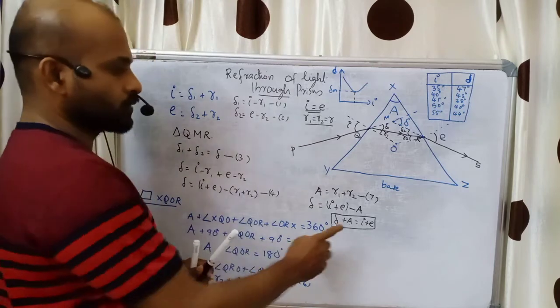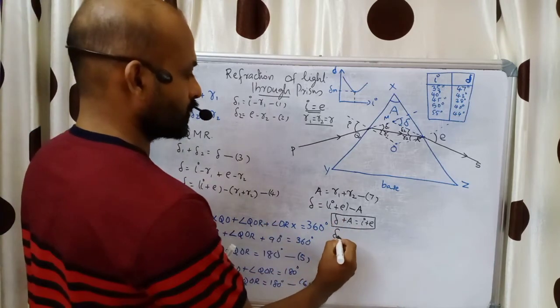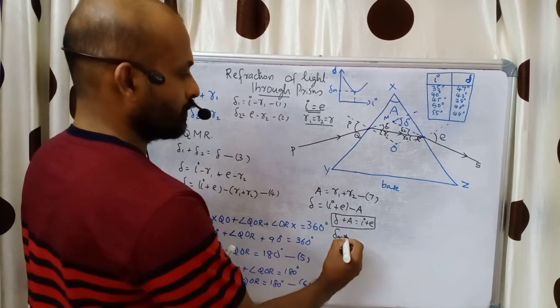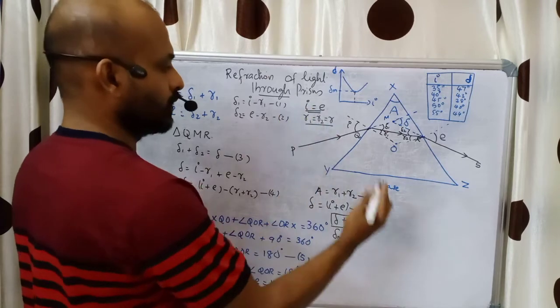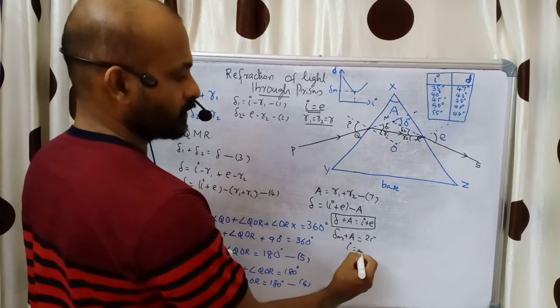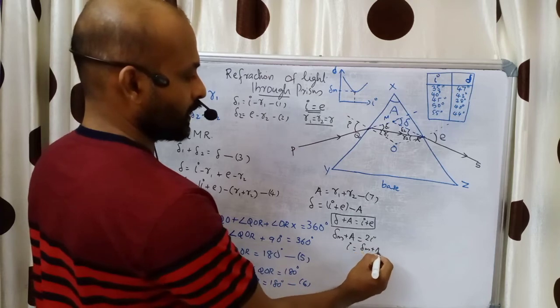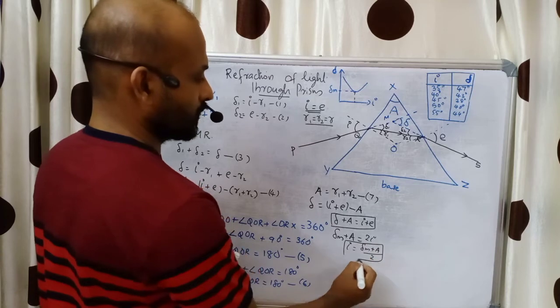Now we are going to substitute it here. At minimum deviation, I can write this equation as delta m, the minimum deviation angle, plus the angle of the prism A is equal to i plus e. i and e having the same value, I will write 2i. So what is i from this? i equals (delta m plus A) divided by 2. This is the angle of incidence.